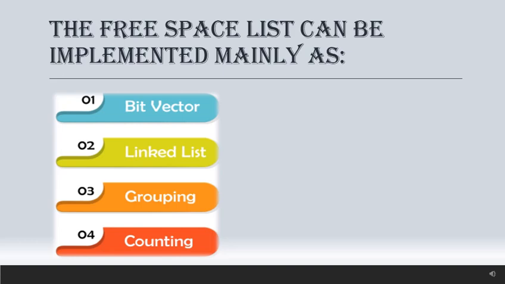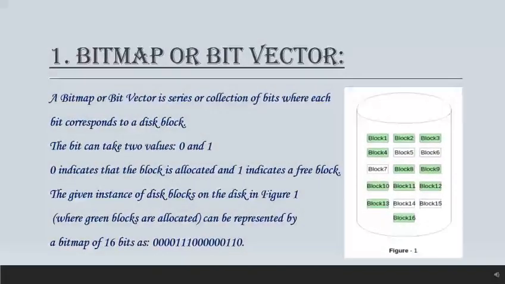So for that we have four approaches. The free space list can be implemented mainly as bit vector, linked list, grouping, and counting. So the first approach is bitmap or bit vector.